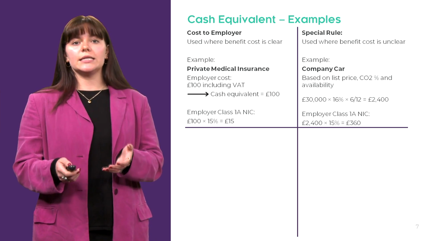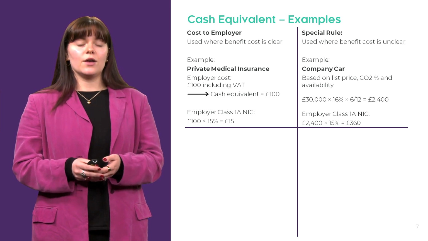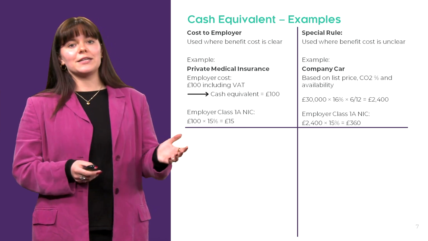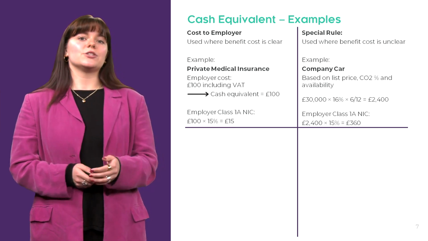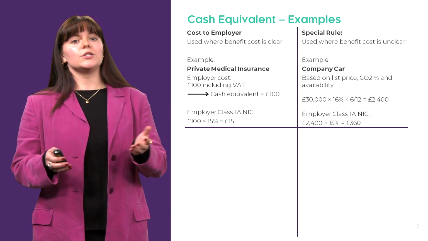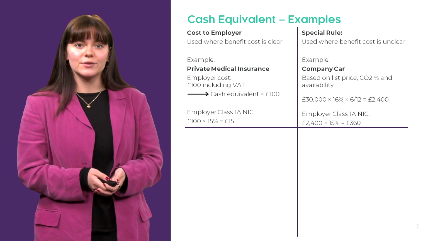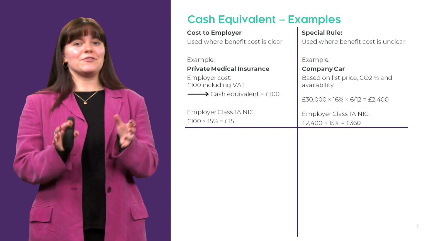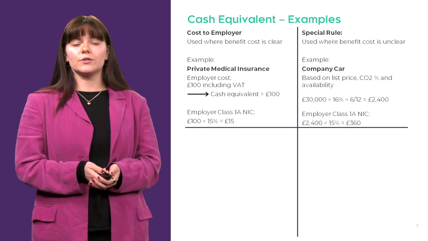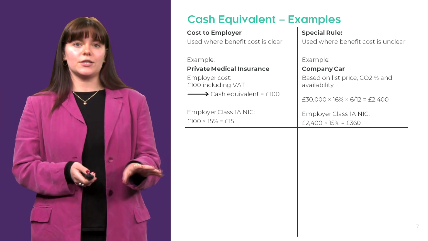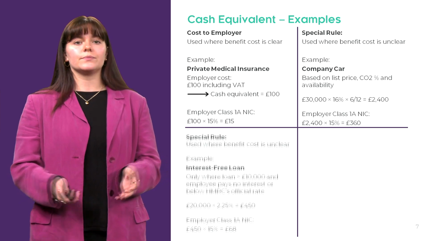This amount is included in the employee's taxable income and taxed at their marginal rate of income tax, so either 20%, 40%, or 45%. The employer's national insurance for this benefit would be £2,400 times 15% to get £360. At this point, if this seems a little bit complex, then don't worry. We'll be covering company vehicles in more detail in a future session. So moving on, next we have an interest-free loan.